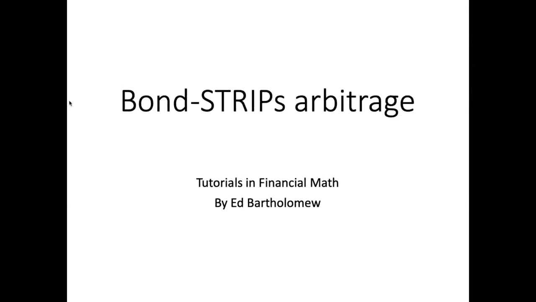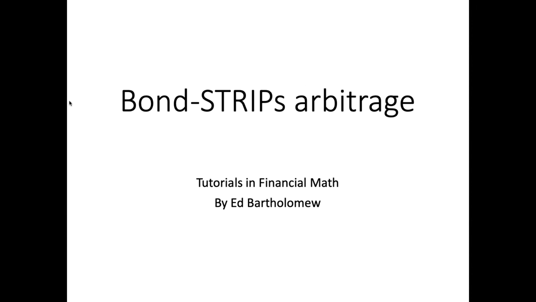Hello, and welcome to this tutorial on bond strips arbitrage. Strips are individual cash flows, that is, single cash flows due on one date, stripped from a bond and trading separately. Strips can also be thought of as traded discount factors since they're the price of a single cash flow. Arbitrage is a trade that offers a riskless profit with no net investment.